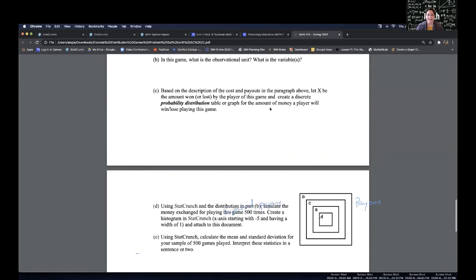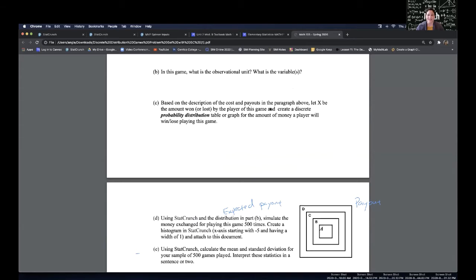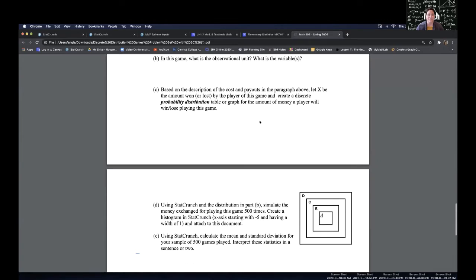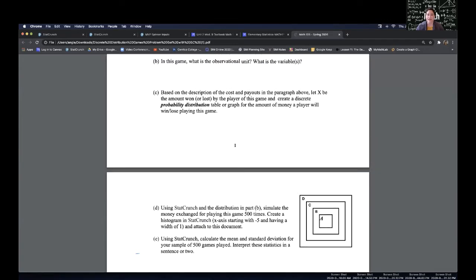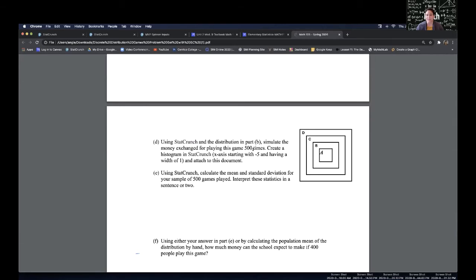Okay, so now we're all going to get to play the game, okay? I know you're really excited. And no, I'm not going to really give you money if you land on something you want to land on. So we've created our probability distribution, and now we're going to simulate playing this game 500 times, okay? And then let's all make a histogram of our data values.